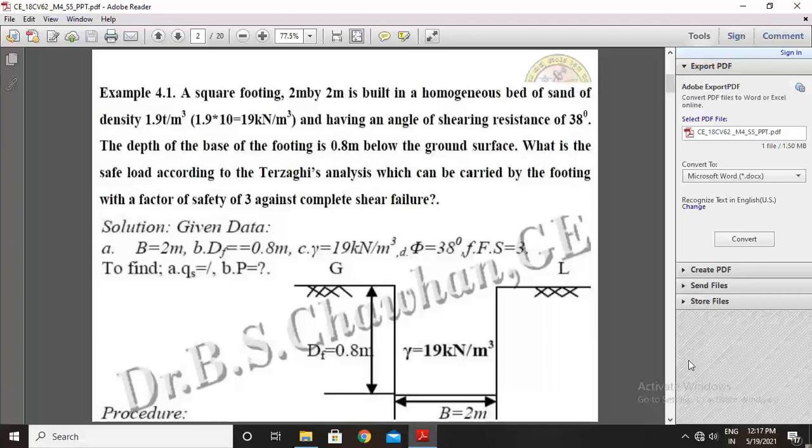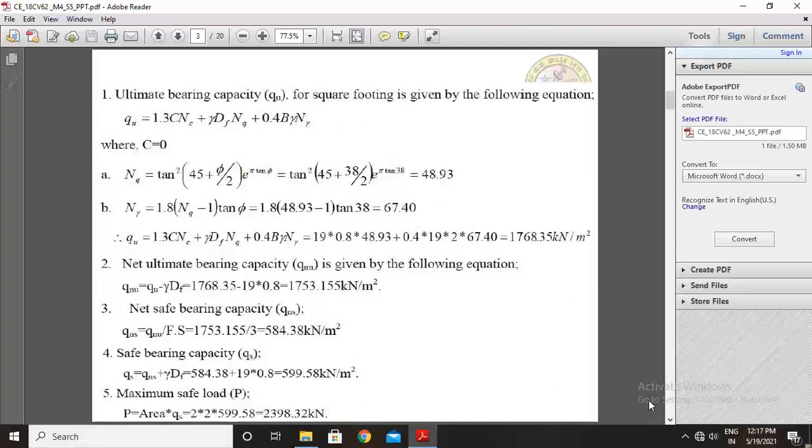Procedure. First you draw the diagram as per the given data. So this is the footing of depth 0.8 meter and width is 2 meter by 2 meter size, and the unit weight of the foundation soil is given as 19 kilonewton per cubic meter. So this is the diagram based on the given problem. Okay. Let us follow the steps.